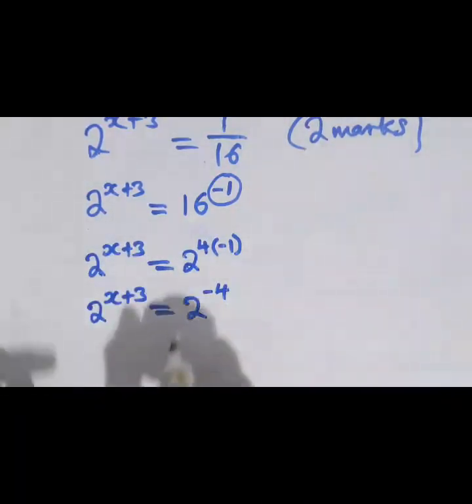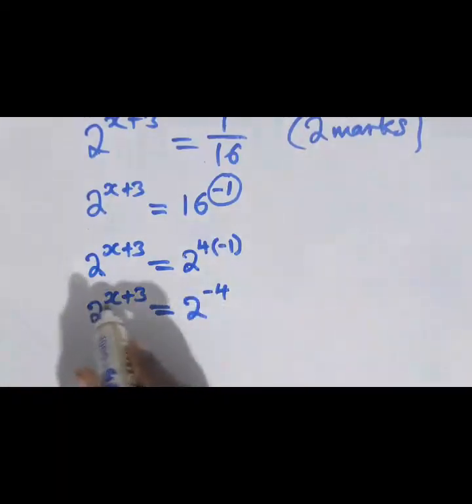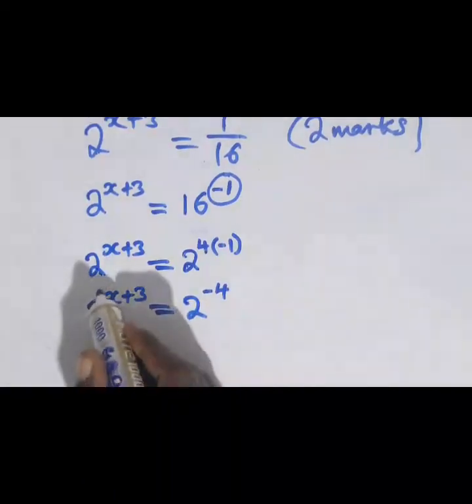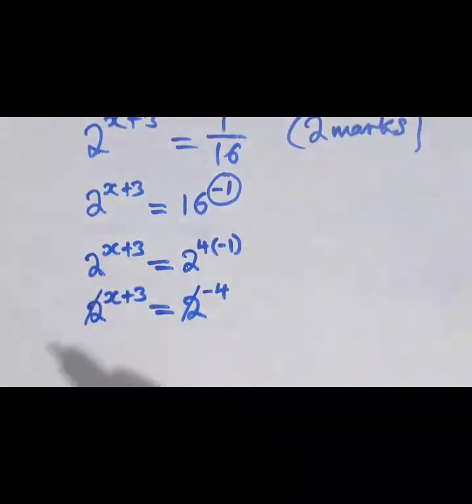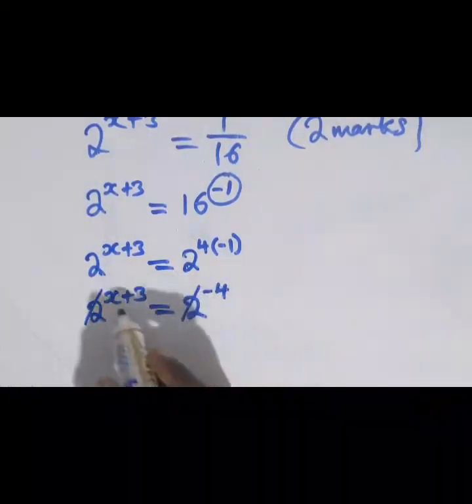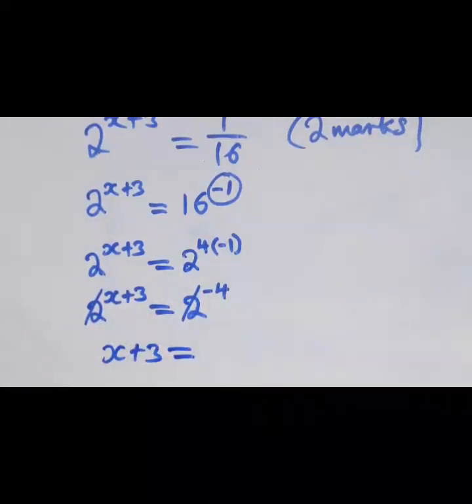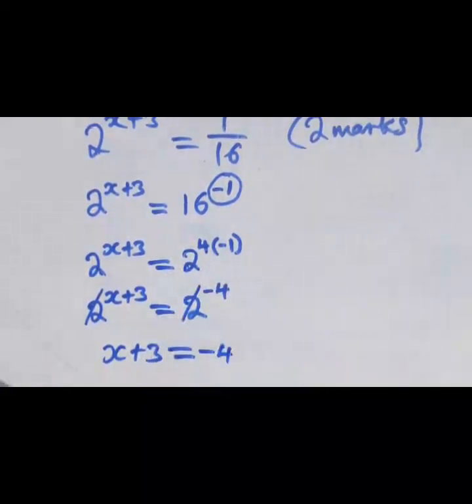Now, when the bases are the same, it means that you are actually going to equate the powers that you have there. So we are going to forget about the 2 and 2. Since these two, they are the same. What we are going to consider now are the powers. So this side we have x plus 3. So we are going to equate these two powers. So we are going to say it is negative 4 like that.